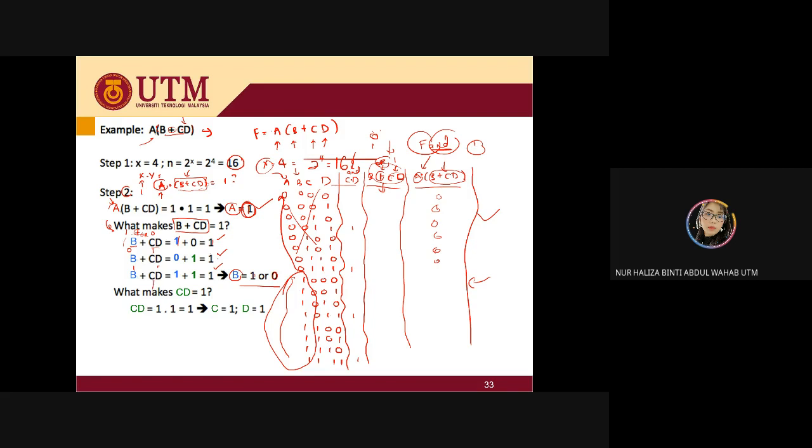Then you check what makes CD equal to 1. What makes CD equal to 1? So you know it is an AND gate. For an AND gate, you need both inputs to be 1. So you need to have CD as 11. So from here you can see where your CD 11 is, this part and this part. And of course your A here will be 1. So CD 11, you will get 1 and 1 here.